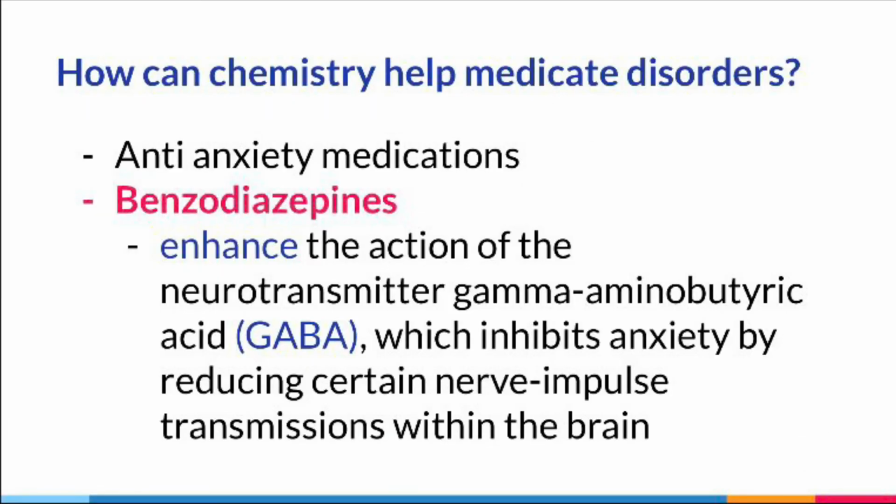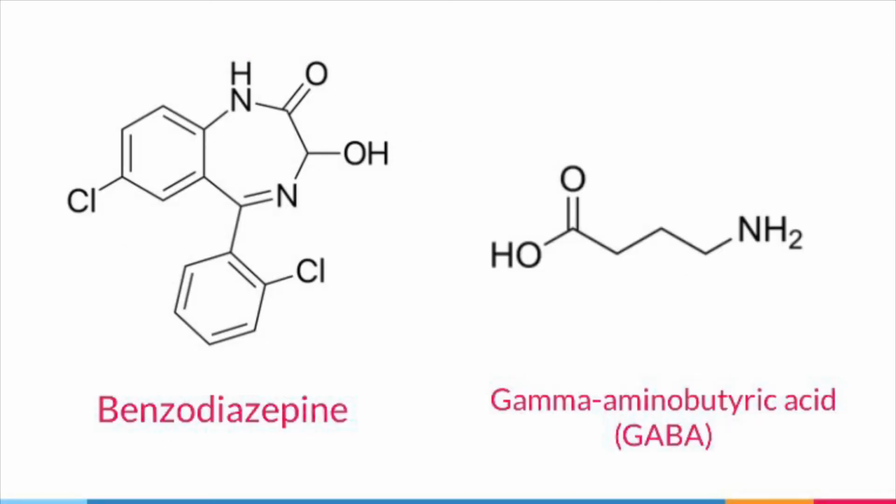So, how can external factors influence feelings of anxiety? Well, anti-anxiety medications can help counteract feelings of anxiety. Benzodiazepines are just one kind of anti-anxiety medication. They enhance the action of the neurotransmitter gamma-aminobutyric acid, a chemical which inhibits anxiety by reducing nerve impulse transmission within the brain. These images show the molecule of benzodiazepine and gamma-aminobutyric acid, also shortened to GABA.